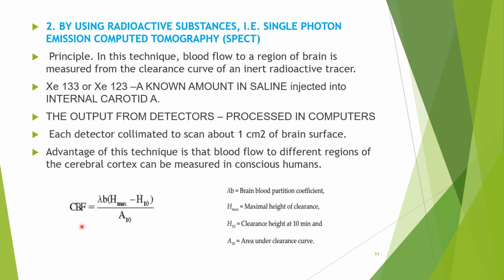What is that formula? Lambda B multiplied with H max minus H10 divided by A10. So we are drawing a curve, that is the clearance curve, and the whole area under the clearance curve comes under A10. Lambda B is the brain blood partition coefficient. H max is the maximal height of clearance of the xenon, and H10 is the clearance height at 10 minutes of the xenon.